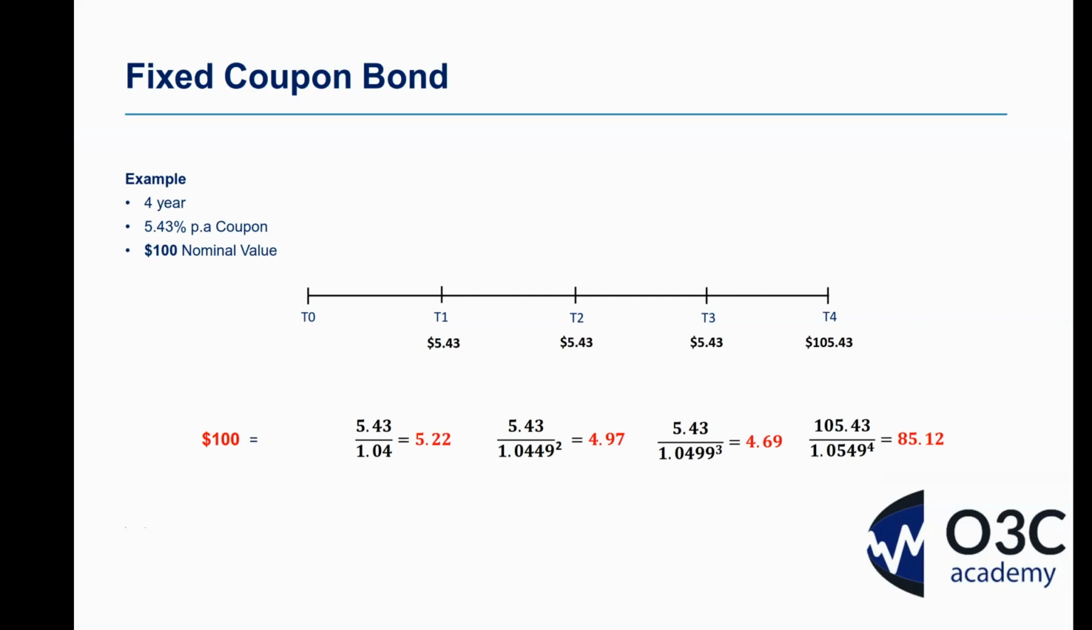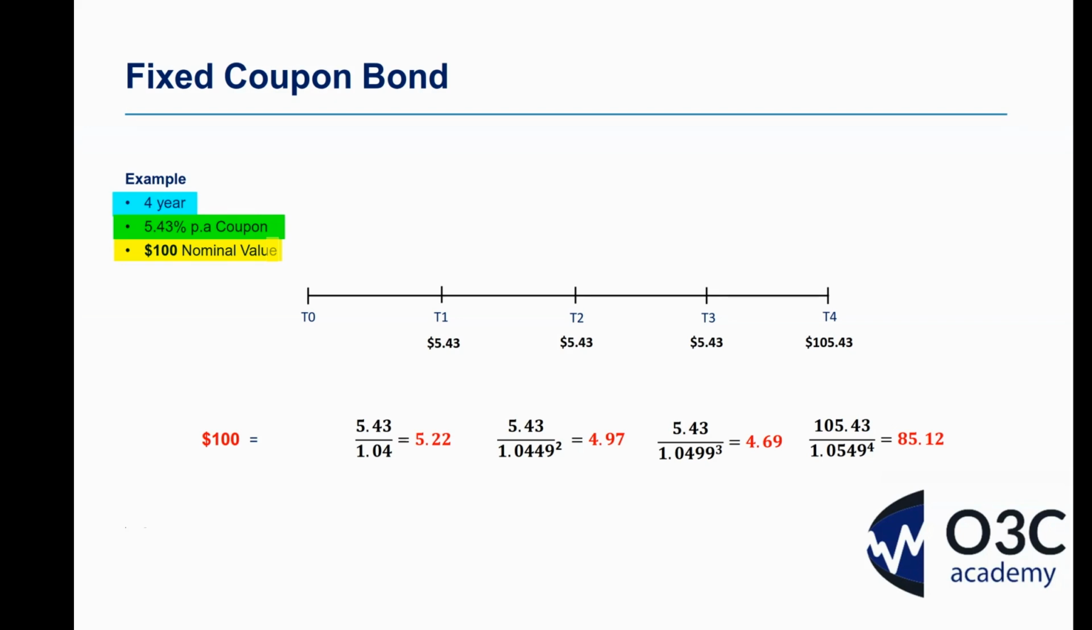We've got a nice simple example here of a fixed coupon bond. The bond has a life of 4 years. This bond has a coupon of 5.43% per annum. That's a rather precise number. Normally the coupons or the numbers are rounded, but just work with me on this example. You'll see why I've done this in a few moments. And this bond has a face value or a nominal value of $100. That coupon is a percentage of that nominal value.